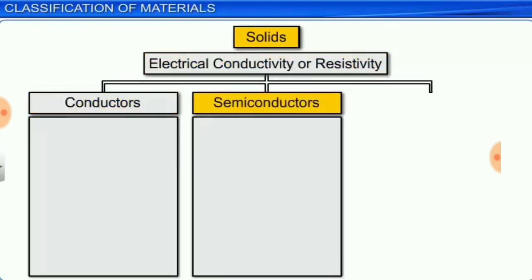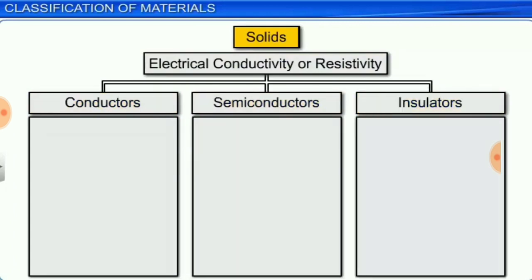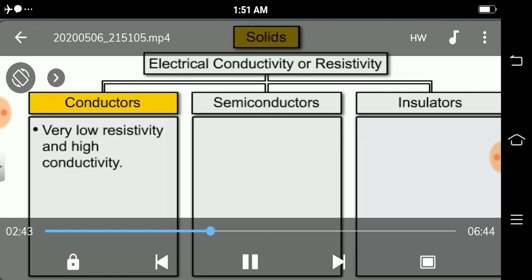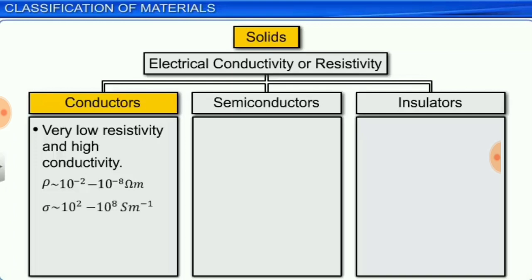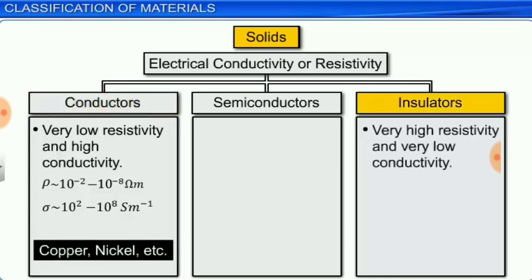One is conductors, semiconductors, and insulators. Conductors have very low resistivity and high conductivity. Based on conductivity and resistivity, we are classifying them into conductors, semiconductors, and insulators. Conductors: very low resistivity and high conductivity. Resistivity is in the range of 10^-2 to 10^-8 ohm meter. Conductivity is 10^2 to 10^8 Siemens per meter. Examples of conductors: copper, nickel, etc.